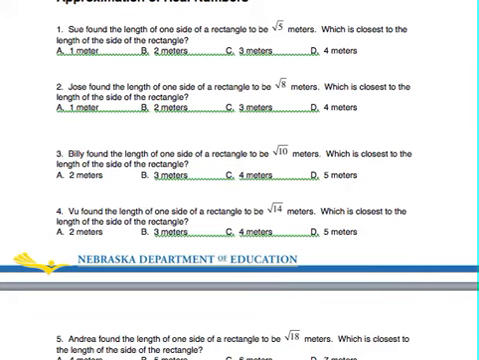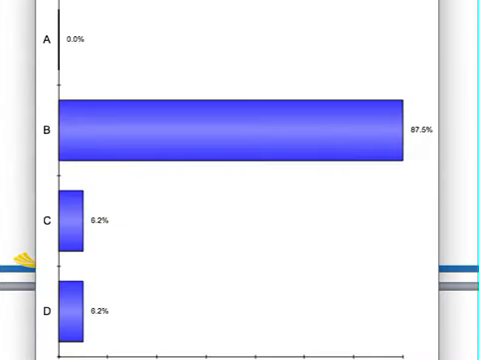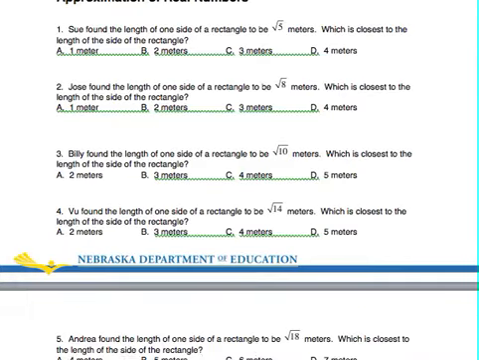Okay, what about number 3? Billy, root 10. What is root 10 closest to? A, B, C, or D? And the answer is letter B, and nice job. Okay, next one. Let's talk about Vu.